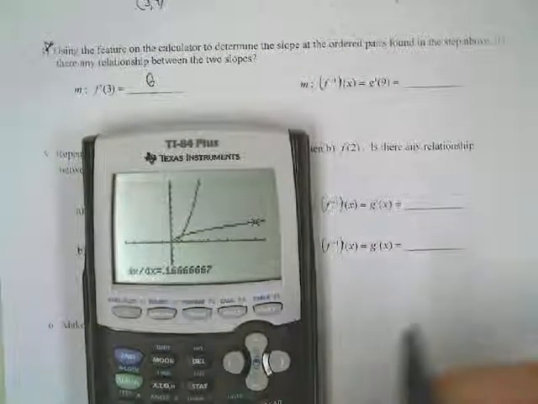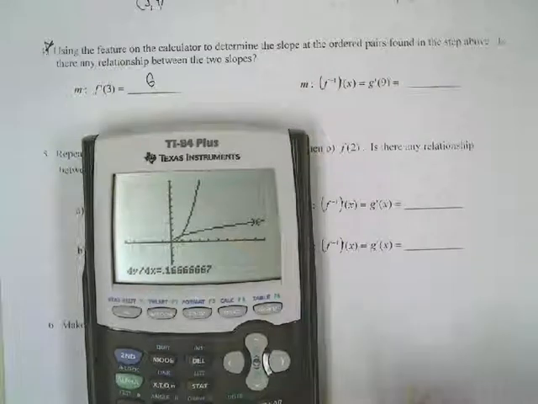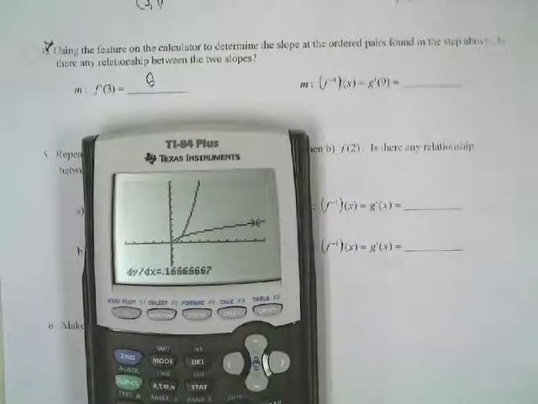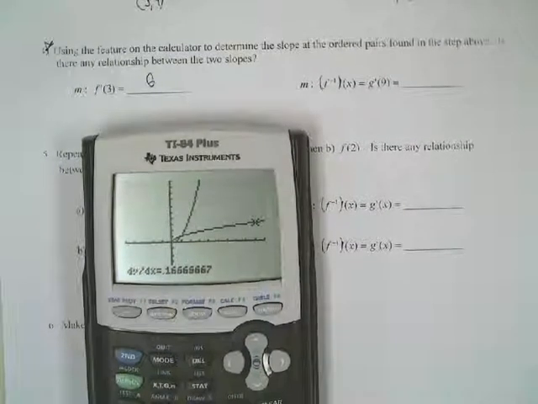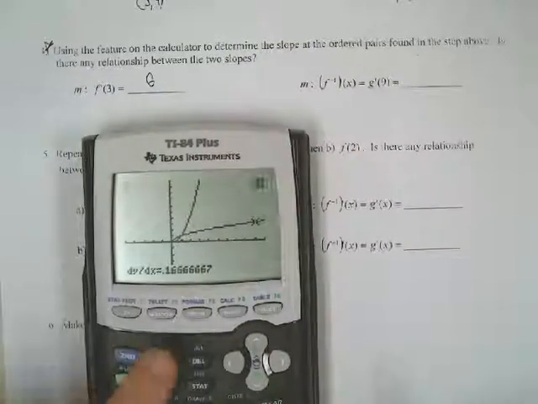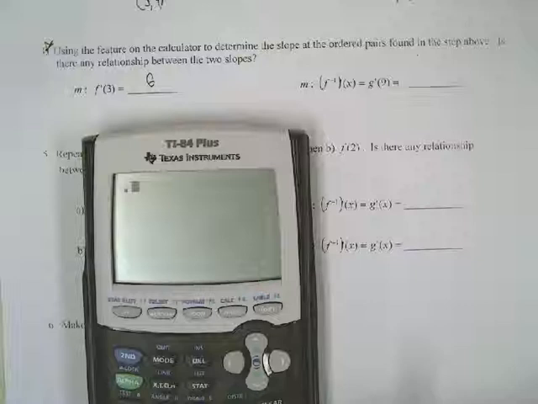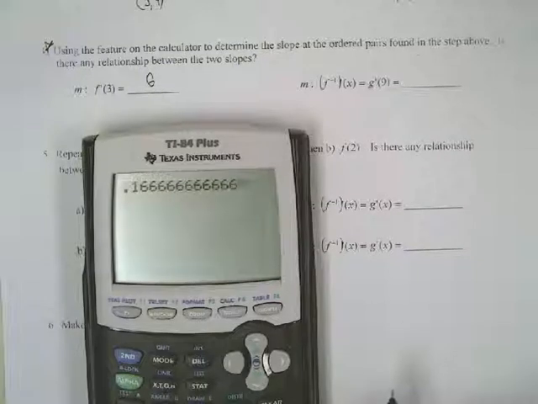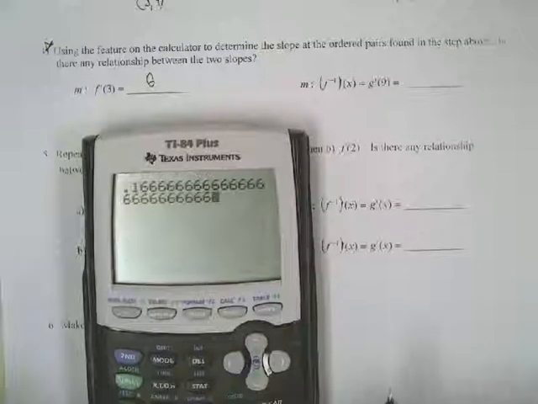0.166666666. Now, if you don't recall what that decimal is as a fraction, you can trick the calculator into doing it for you. Here's how. You type in your calculator 0.1 and then a bunch of 6s. Math, enter, enter. And look at that, 1/6.